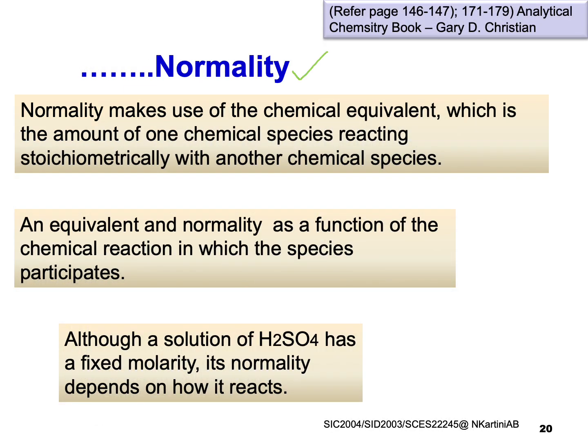Next is normality. For the old book, you can refer to this page, or you can refer to chapter 5 of the new textbooks that have been shared in the spectrum. For normality, when you want to use this unit, you should know what a chemical equivalent is. A chemical equivalent is the amount of one chemical species that reacts stoichiometrically with another chemical species.